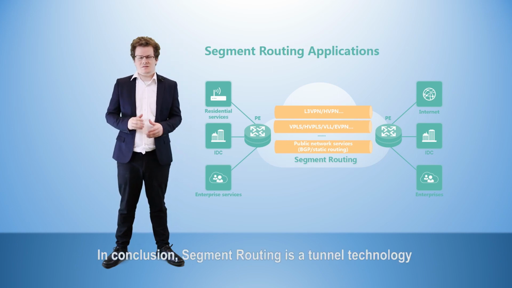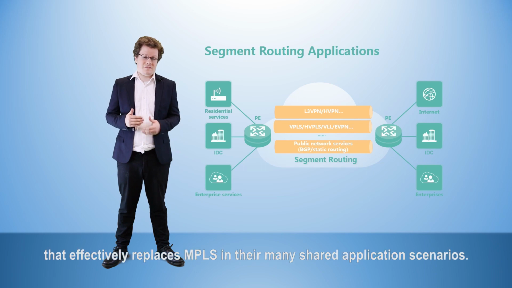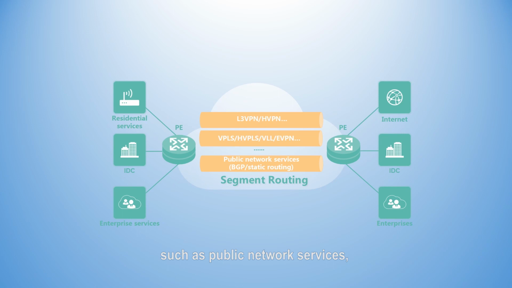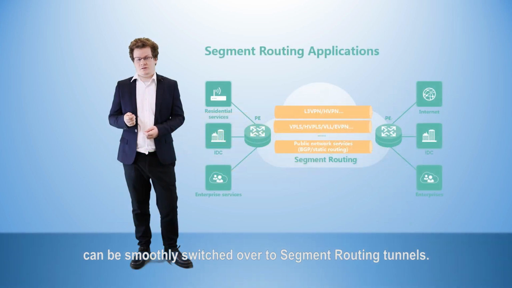In conclusion, segment routing is a tunnel technology that effectively replaces MPLS in their many shared application scenarios. Multiple common services that utilize MPLS tunnels, such as public network services, eVPN, L2 VPN, and L3 VPN, can be smoothly switched over to segment routing tunnels.